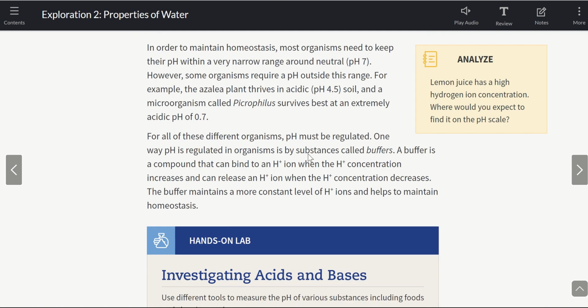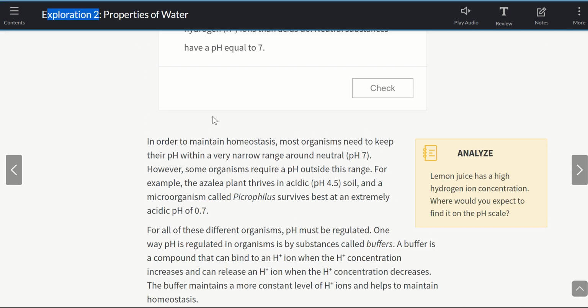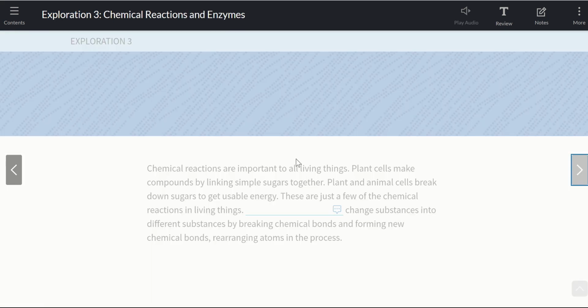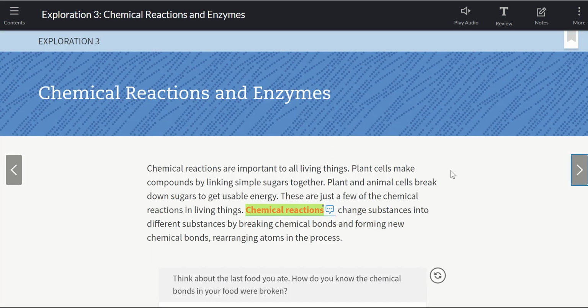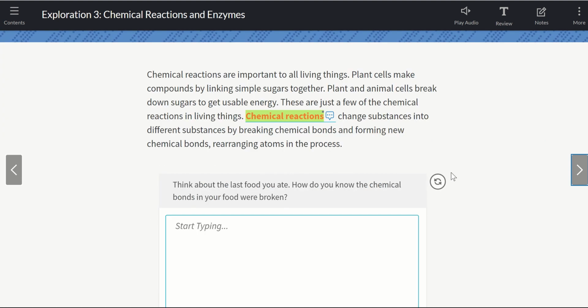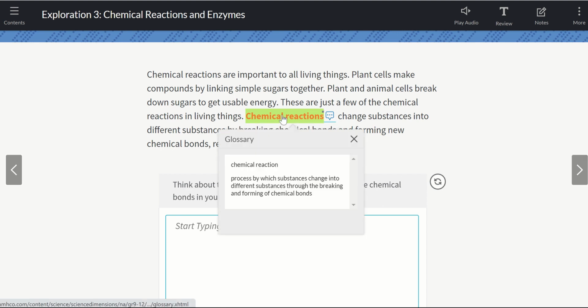Okay. Now what we're going to do here as well is we're going to combine exploration 2 right up here, and we're going to combine exploration 3. So right now I'm going to talk about exploration 3, which is chemical reactions and enzymes. And so a chemical reaction is a process of taking two molecules, mixing them together. They break apart and form new molecules. And those new molecules are going to either have a greater energy component or they're going to have less of an energy component. So here we see a chemical reaction that says the process by which substances change into different substances, and that's the key, through the breaking and forming of chemical bonds.